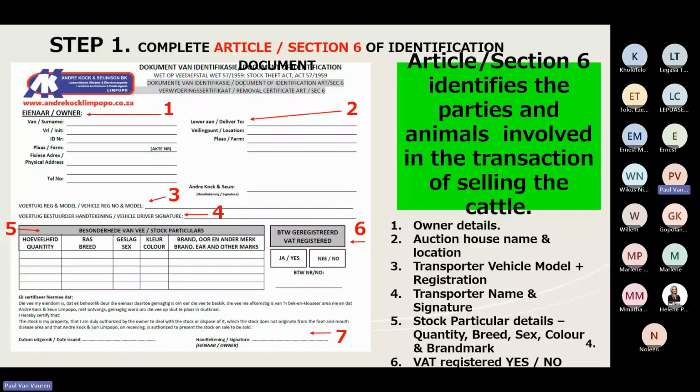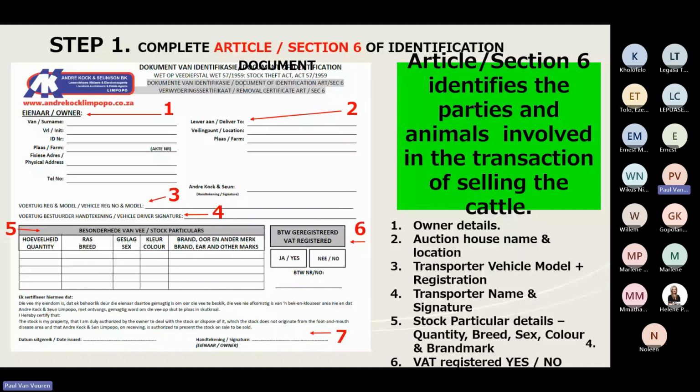As you can look at the document in front of you, number 1 is the owner's details of what must come on that document. There's everything: his ID number, his farm number, his physical address, his phone number. So everything of the owner must be on. If you can see number 1, that is the owner's details.